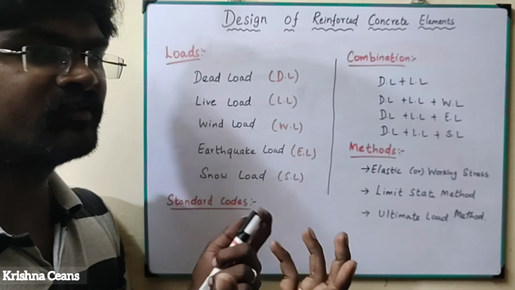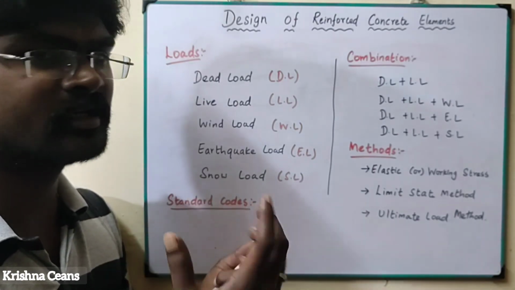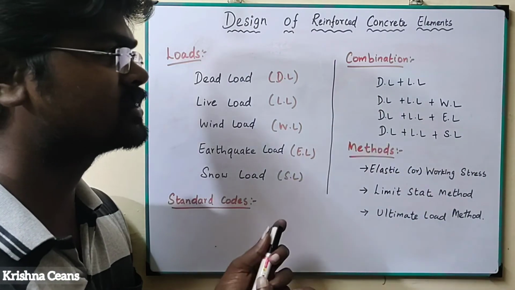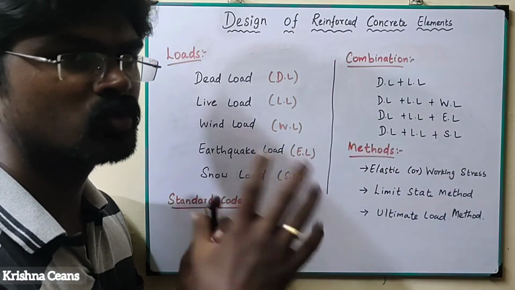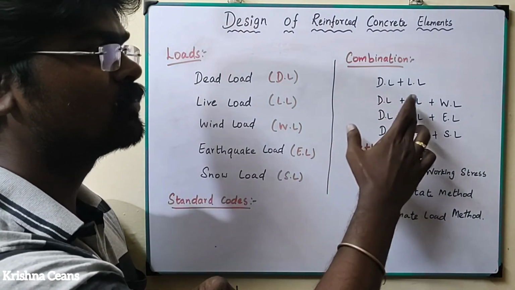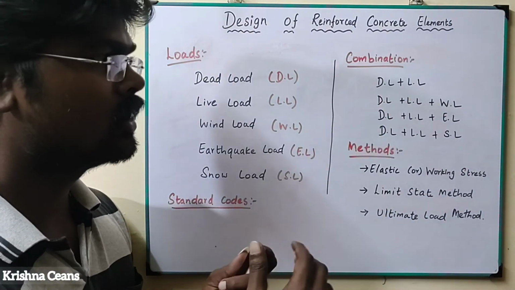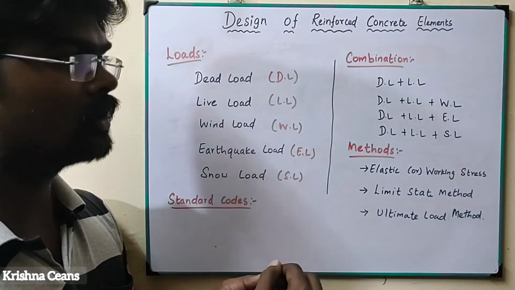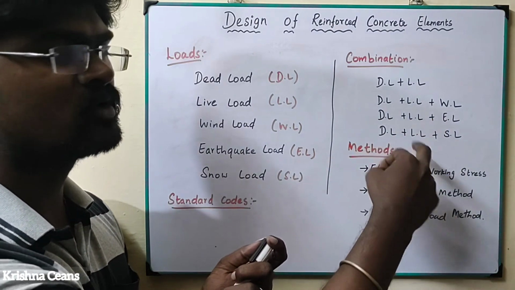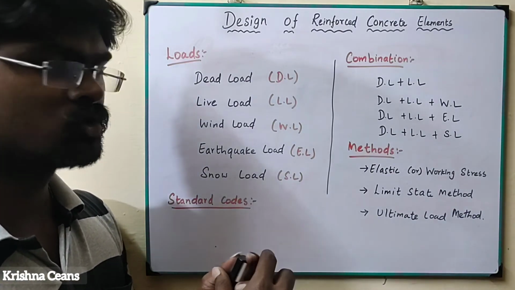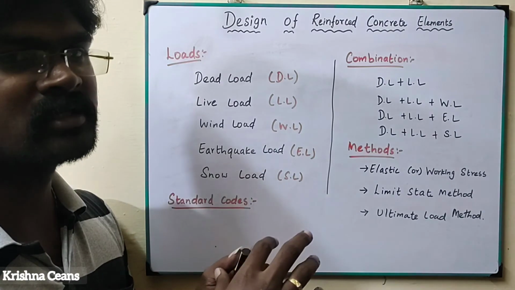What are the different combinations to consider while designing the elements? The first combination is dead load plus live load, which only acts on the elements. Another combination is dead load plus live load plus wind load. In other cases, dead load plus live load plus earthquake load, or dead load plus live load plus snow load acting on the elements. So these are the load combinations.